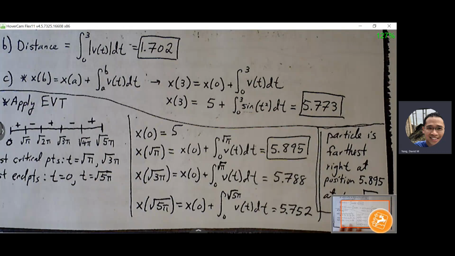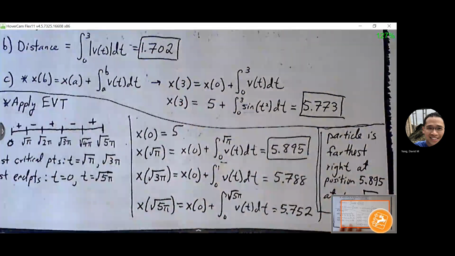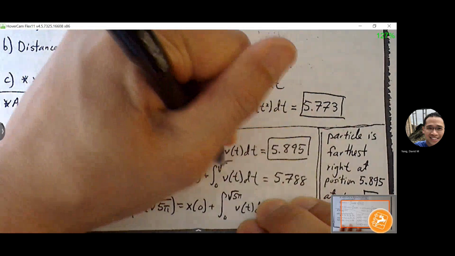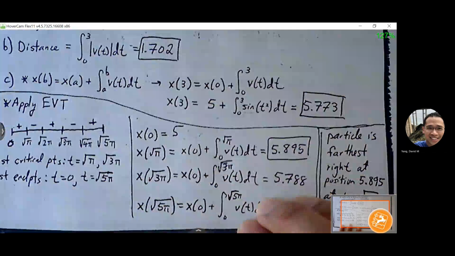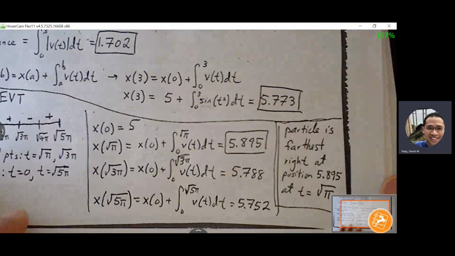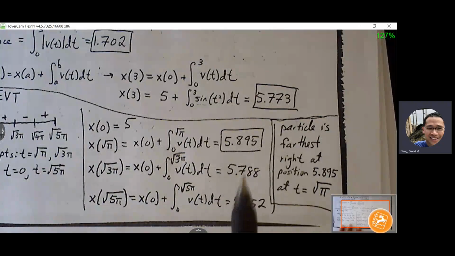Root 3 pi is from 0 to, this should be root 3 pi, not root pi. And then from 0 to root 5 pi. And then we just compare each of those 4 values, see which one is the furthest to the right. And the furthest to the right is going to be that root pi. Double check that again.